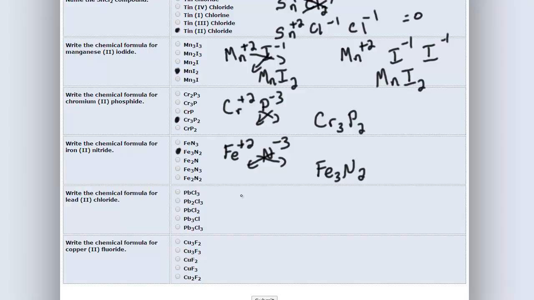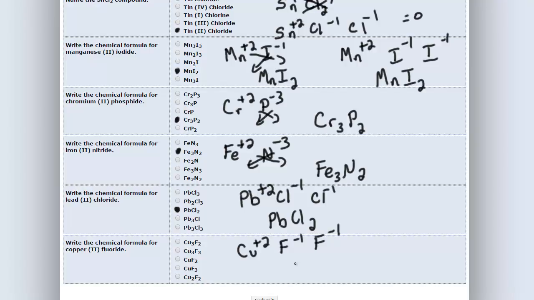Write the chemical formula for lead 2 chloride. Lead 2 is +2. Chloride -1. We need another one of these chlorides. PbCl2. Lead 2 chloride. Write the chemical formula for copper 2 fluoride. Copper 2 is copper with a +2. Fluoride is F with a -1, and we need another one, right? So CuF2, copper 2 fluoride.